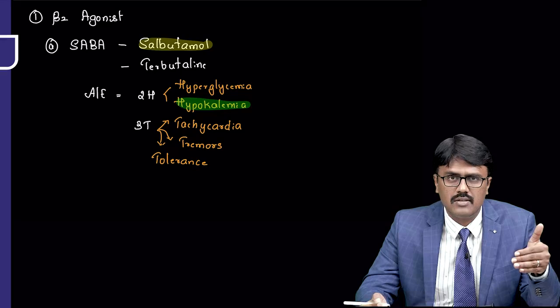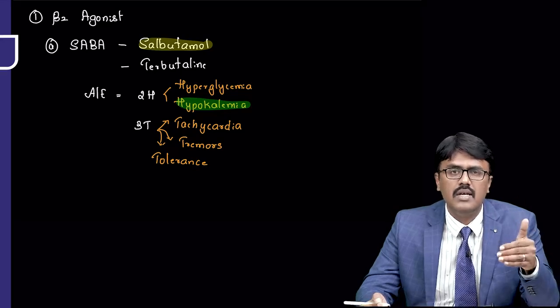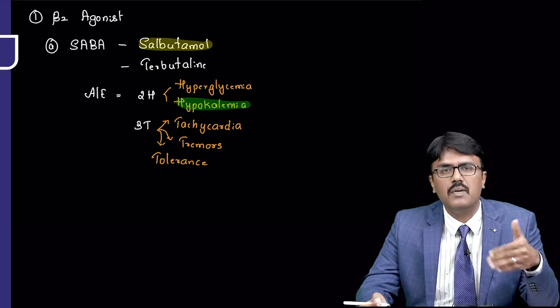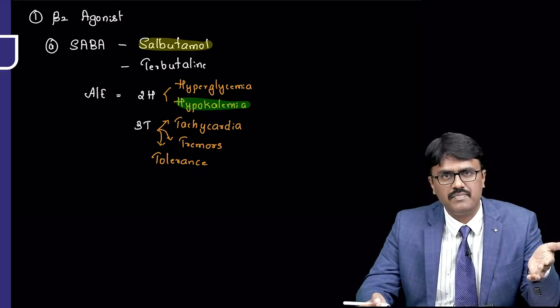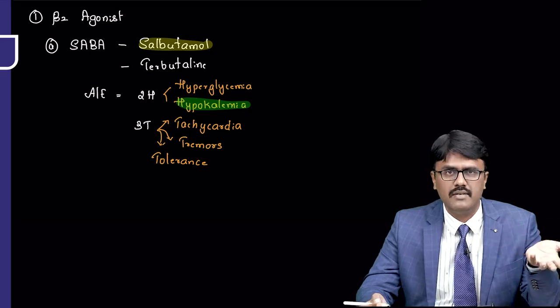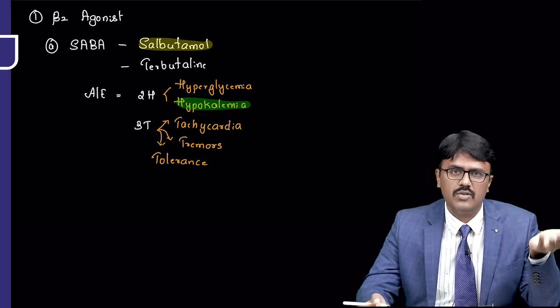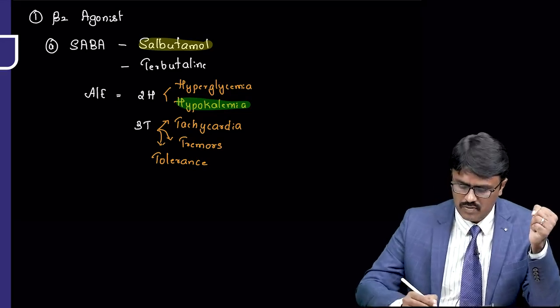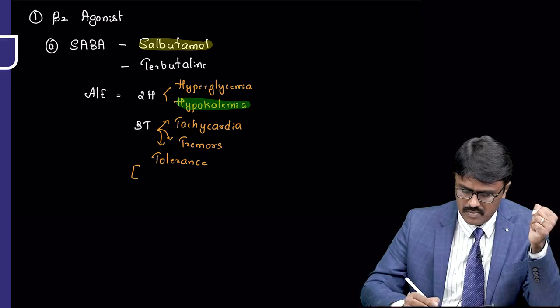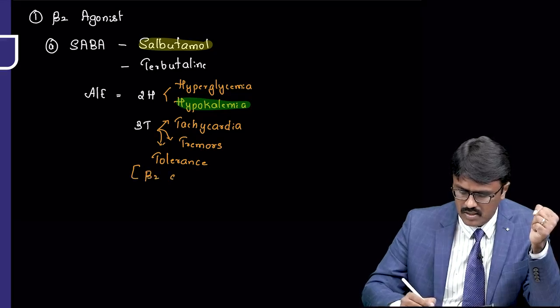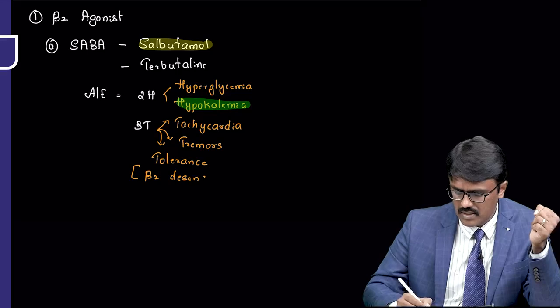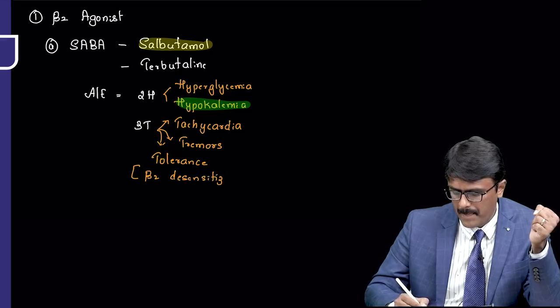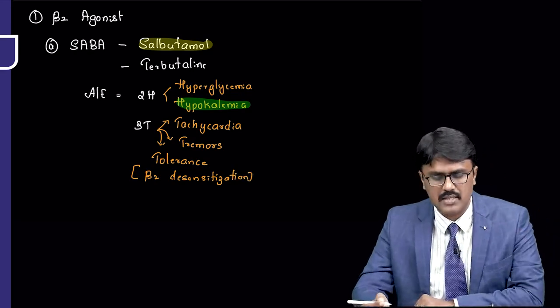So that is tolerance. So the meaning is you cannot use beta 2 agonist repeatedly to a patient. So patient cannot take salbutamol every day. Either you have to increase the dose, but if you increase the dose, the adverse effect increases. So the reason for tolerance is beta 2 will undergo desensitization. Right. So that is about the salbutamol.